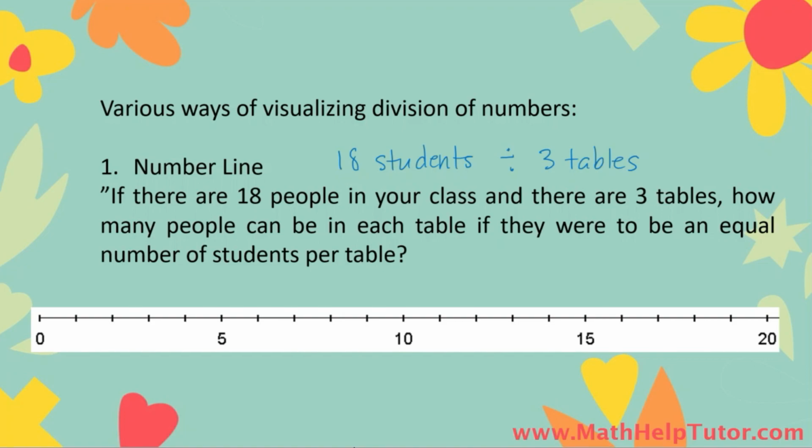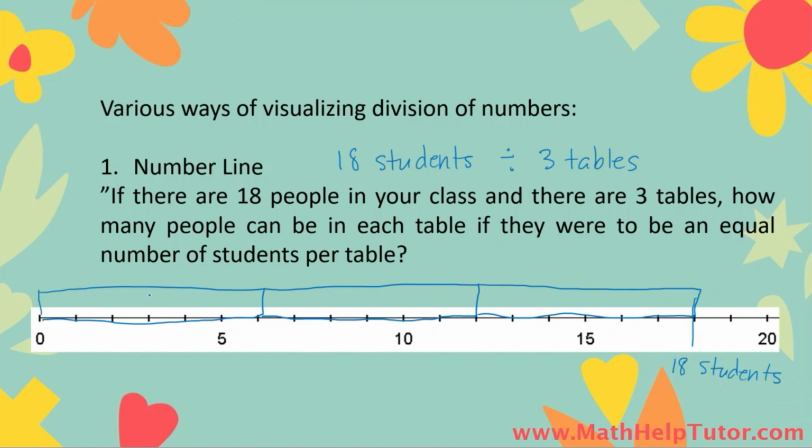If this number line represents the number of students we have, so we have 18 students, what we're going to do is divide 18 students into 3 equal groups. So we could have one group, we could have another group, and then we can have another group. So we have created 3 separate parts that have the same number of students in them.